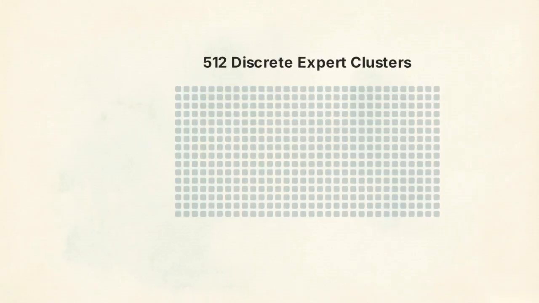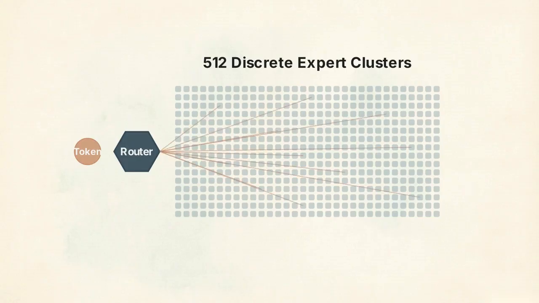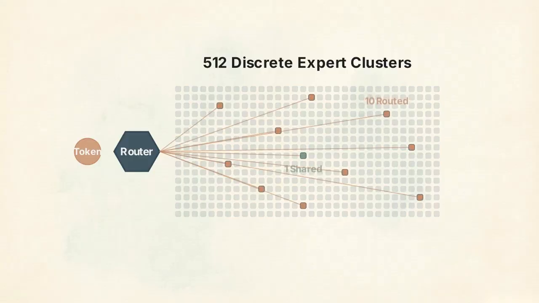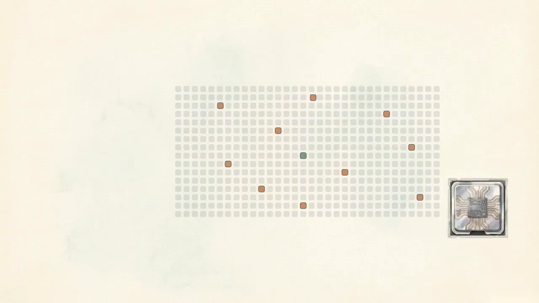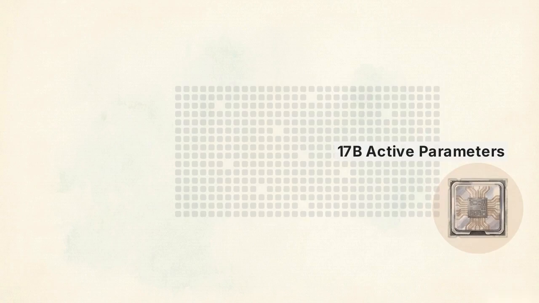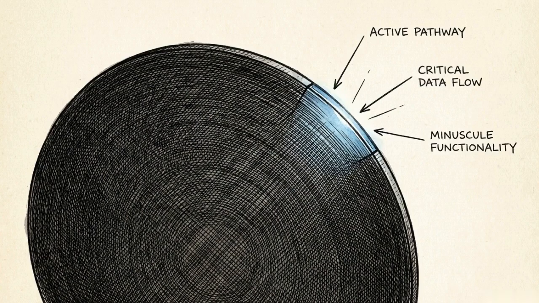This diagram shows a single layer of that model. Instead of a uniform block of parameters, the layer is divided into 512 discrete expert clusters, sitting inactive in a massive grid. When a single token, which is a numerical representation of a word or partial word, passes through this layer, a routing mechanism determines which specialists are needed. It activates exactly 11 nodes, 10 routed experts and 1 shared expert, and leaves the other 501 bypassed. By targeting only the necessary nodes, the active compute requirement for each token drops from 397 billion parameters down to 17 billion. That means only 4.3% of the total neural pathways fire per pass.